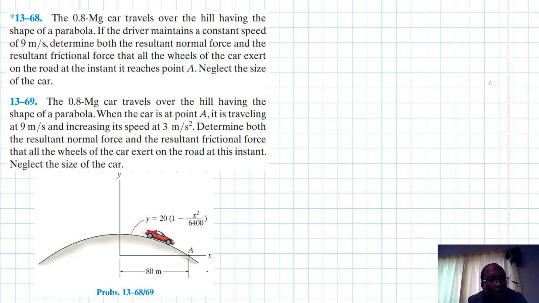The problem reads that the 0.8 megagram car travels over a hill having the shape of a parabola. If the driver maintains a constant speed of 9 meters per second, determine both the resultant normal force and the resultant friction force that all the wheels of the car exert on the road at the instant it reaches point A. Neglect the size of the car.